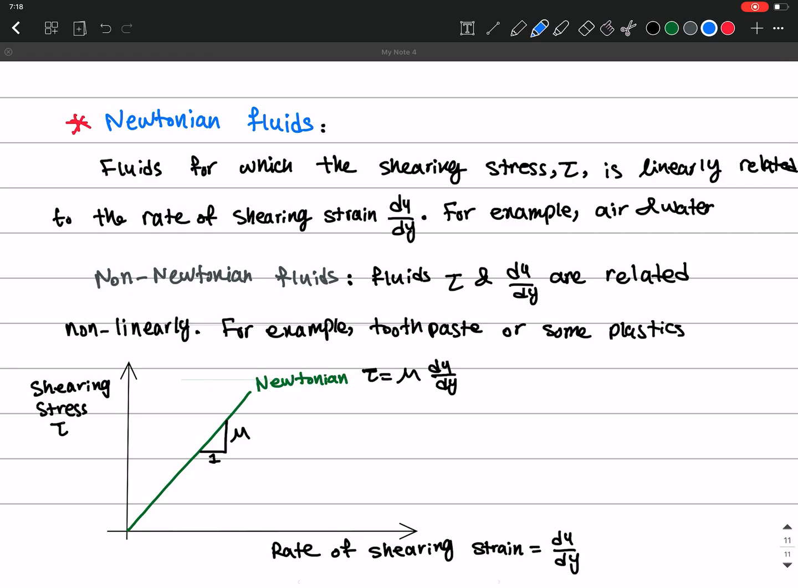Okay, but for a non-Newtonian fluid, this relationship between du over dy and tau is not necessarily linear. So for example, something like this is a non-Newtonian fluid. Or a toothpaste is going to start from here, so you need to add some shearing stress, and then it starts moving. So the diagram will start from here, and it could be nonlinear. I don't know the exact shape, but it could be like this or this, and we define different things for this.